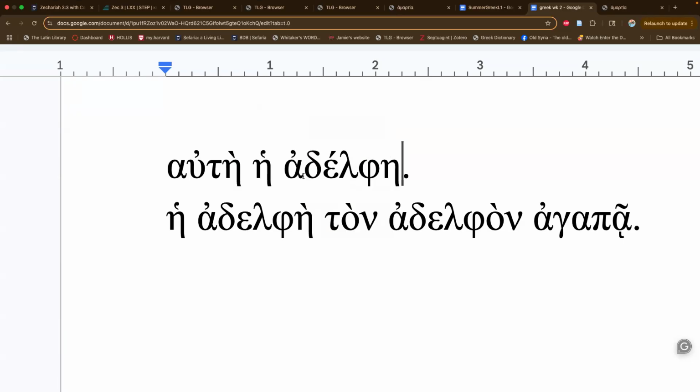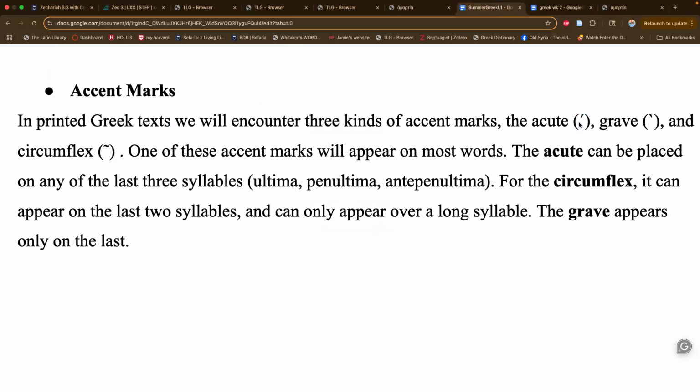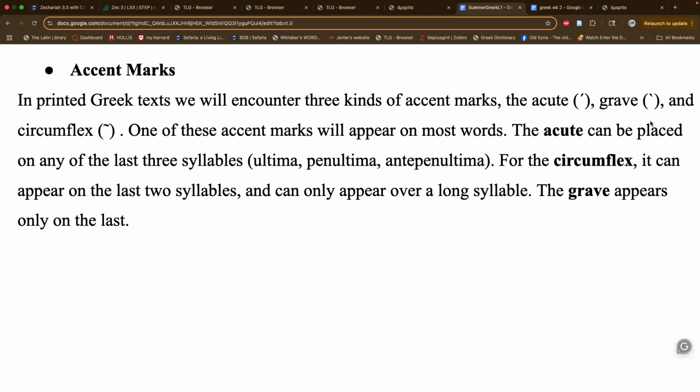Adelphe, you would pronounce it as Adelphe instead of Adelphe. So that's the point of the accents, and that applies to all of them. However, there are three different types. The first one is the most common. It's just a little mark that goes, I guess, from left to right up. That's the acute. Then you have the grave, which is the same thing but inverted. It'll go from left to right.